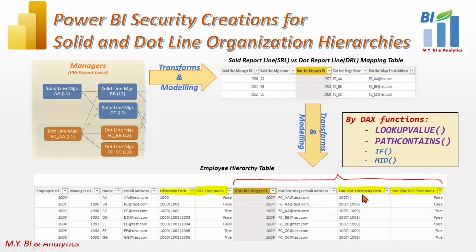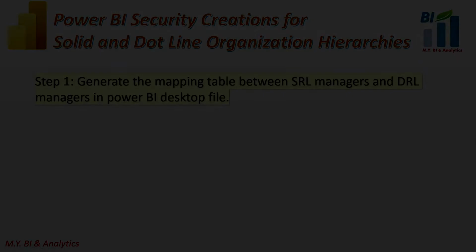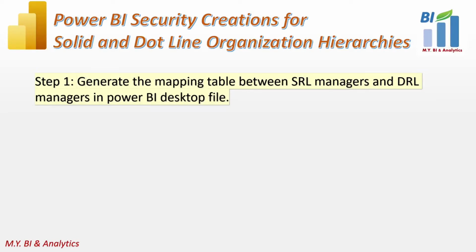Based on the transferred lineage path and dot line manager ID, we can create the row-level security field index, which is used for the new role's table field DAX expression. The last step is creating the new role, dot line manager group, and placing the created field DAX expression in the corresponding table field DAX expression field. Publish the desktop file to the service side. Assign related users to the user roles at dataset level and workspace access level. Now let's get started with the creation demonstrations.